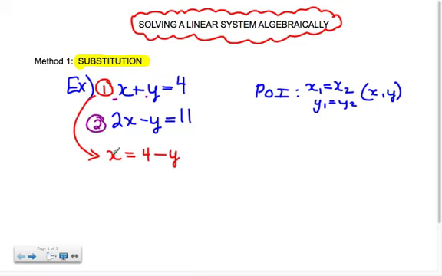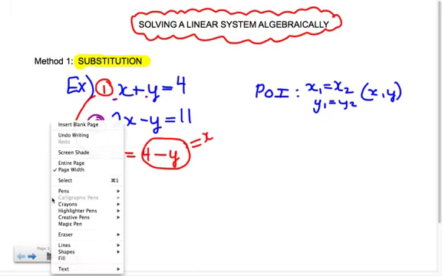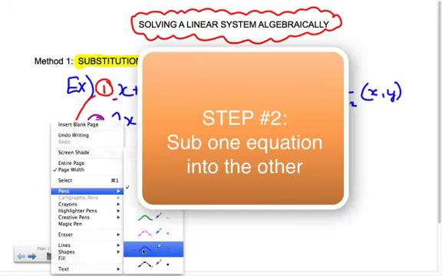So this is still equation 1. It just looks a little different. But here's the good stuff. Now that I've isolated the x, I can say x could also be written as 4 minus y. x is 4 minus y. This whole thing could also be written as x. And that becomes important for our next step. The next step is to sub one of the equations into the other.